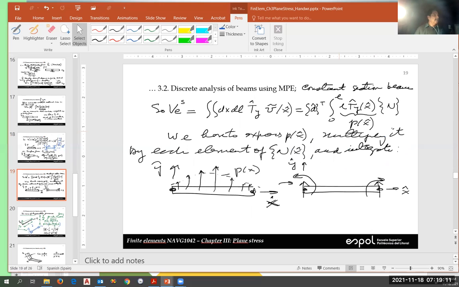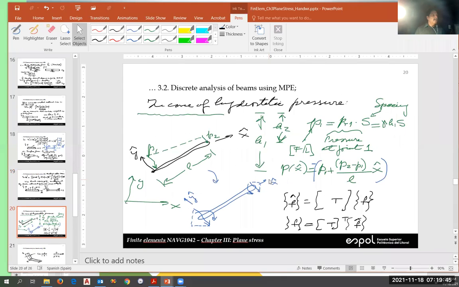Let me correct this. Here we need a dx. Okay. This is dx. And then this function could be anything. And then you multiply it by this and get the result. And the result is going to be forces and moments on the ends. This is what we're saying here.